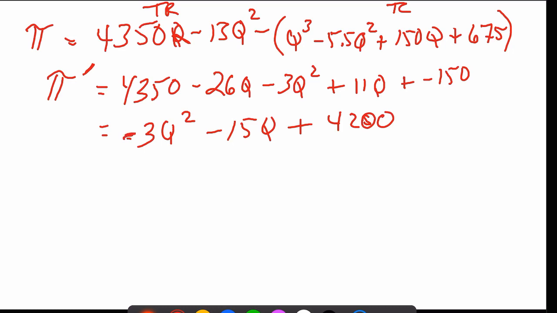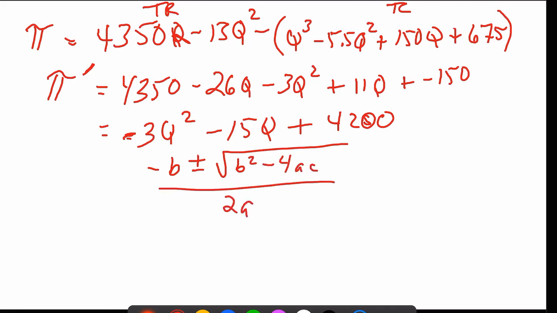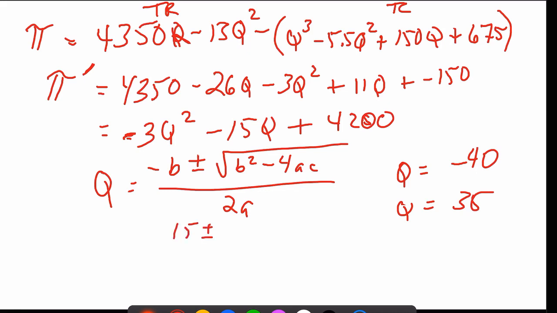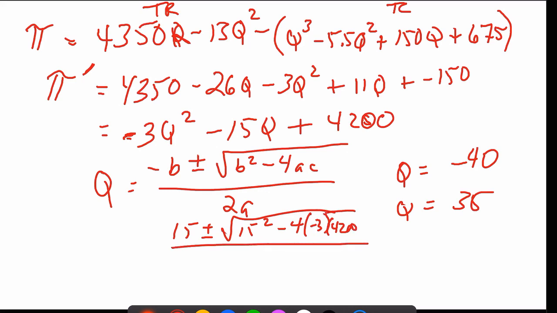We put that into the minus b plus or minus square root of b squared minus 4ac over 2a. And we either get q equals minus 40 or q equals 35. It's minus a minus 15, so it'd be 15 plus or minus the square root of 15 squared minus 4 times minus 3 times 4,200, over 2 times minus 3. And we either get minus 40 or plus 35.